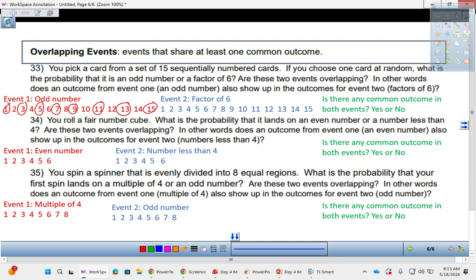Factors get smaller. Give me some factors of 6. Nate? 1. I heard 3. 2. 6. Those are my factors of 6.